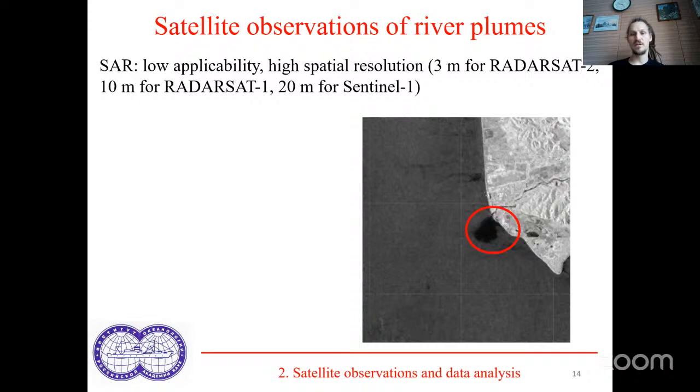Also, there are satellite radars, synthetic aperture radar, and they could also be used for detection of river plumes. They could be tricky and not work, but sometimes they are very nice for detecting river plumes. And they don't have cloud limitations.